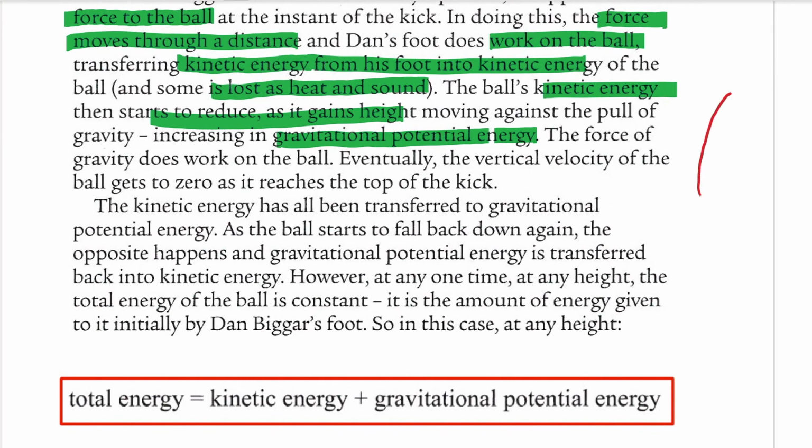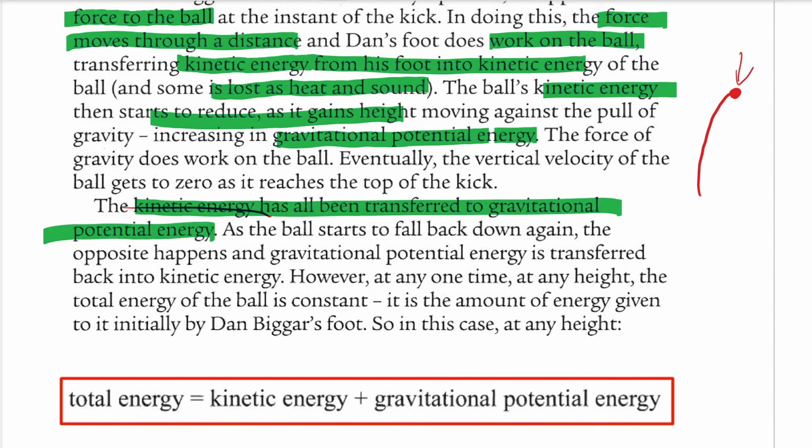The ball's going up, and just before it starts to come back down, that's when it's got its maximum gravitational potential energy. So we're at this point now. It's at the top of the kick, just here. The kinetic energy has all been transferred to gravitational potential energy. Right, so kinetic, change of gravitational potential. As the ball starts to fall back down again, the opposite happens. So we say gravitational potential is transferred to kinetic.